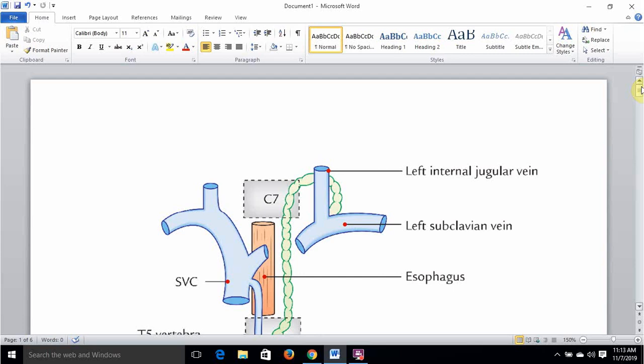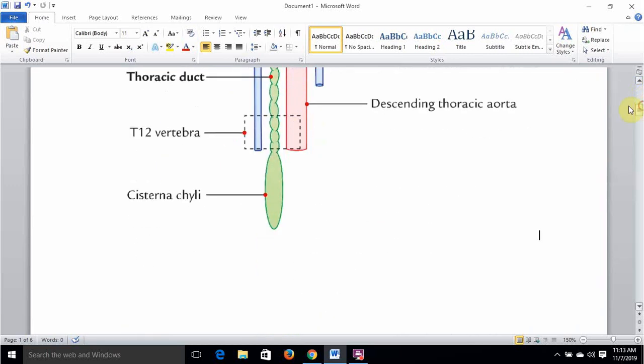This is important again for MCQs, the fact that the thoracic duct emerges as a continuation of the cisterna chyli located over here at the level of the lower border of the T12 vertebra, and it's quite clearly shown over here. This is the T12 vertebra represented as a box, and this is the lower border of it. You've probably heard of the cisterna chyli when doing the embryology of the lymphatic system.